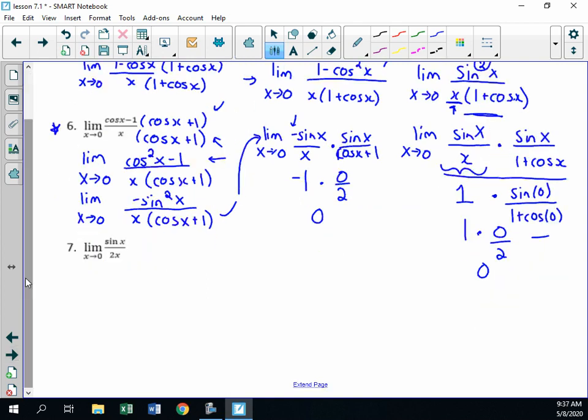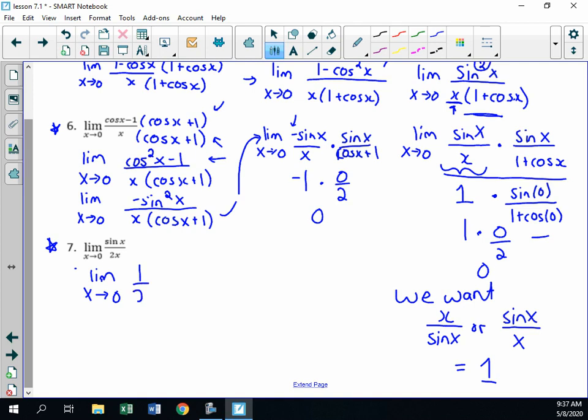Number 7. These ones you're going to see quite often. And we're going to try to create x over sine x, or sine x over x, because we know that they both equal 1. So we're trying to pull that out of this here. So what I want to do for this one is I'm just going to pull out that 1/2. You see that too right here. And then again, I'm writing it as sine x over x. We know this is 1/2 times 1, so the limit equals 1/2. And that's all we need to do for those ones.